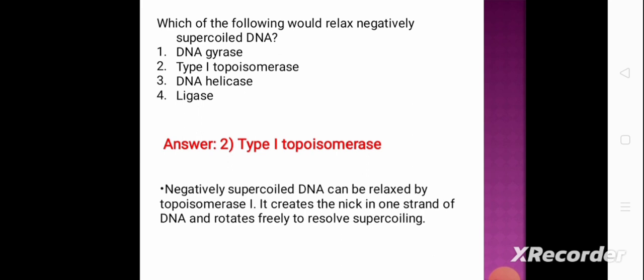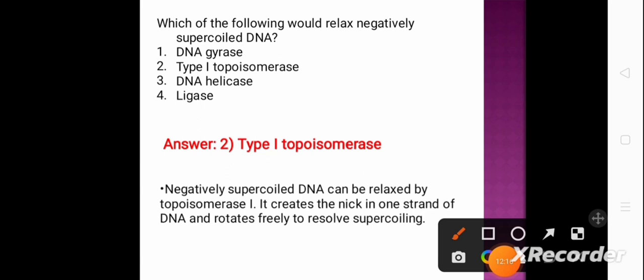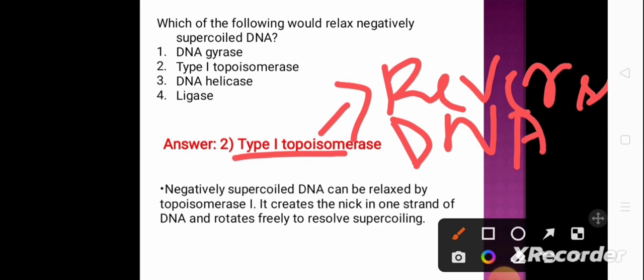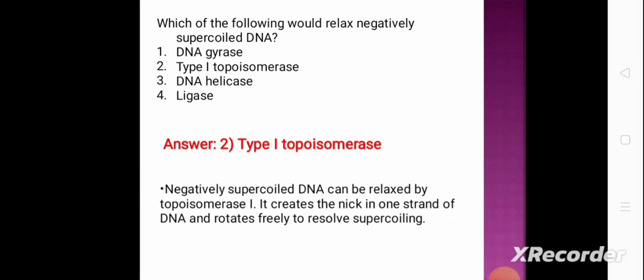Negatively supercoiled DNA can be relaxed by topoisomerase 1. It creates a nick in one strand of the DNA and rotates freely to resolve supercoiling. Another important thing is that this type 1 topoisomerase is also known as reverse DNA gyrase, whereas DNA gyrase, simply DNA gyrase, is known as type 2 topoisomerase.